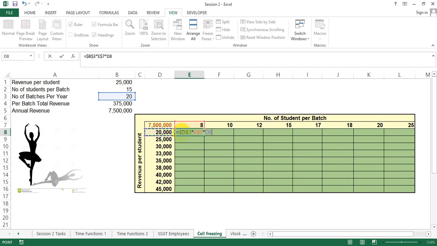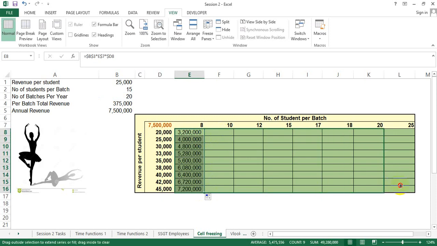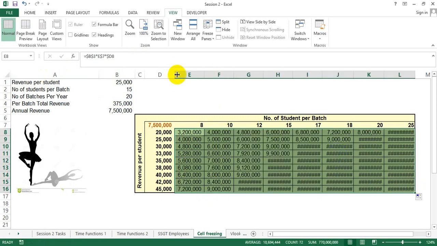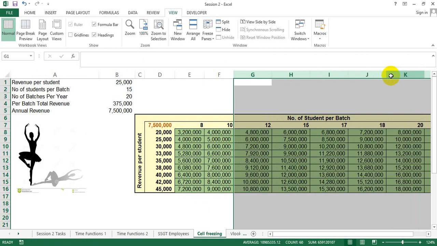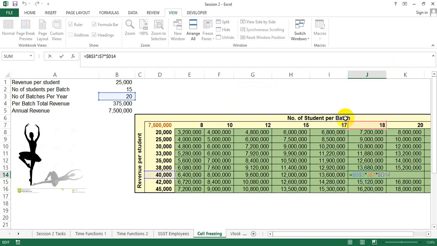And D of course could remain D, but moving horizontally we would want D to be frozen. So I keep pressing F4 till I get the frozen D, and then when I copy and drag my formula, I would see that in any cell I would get the number of batches per year into the number of relevant students and the revenue charged per student.